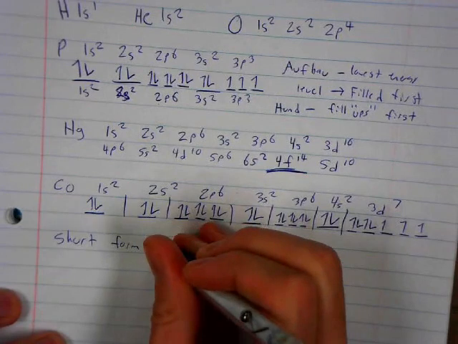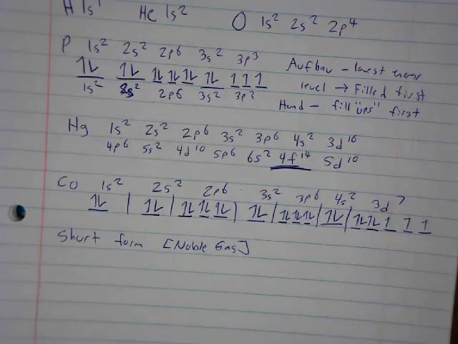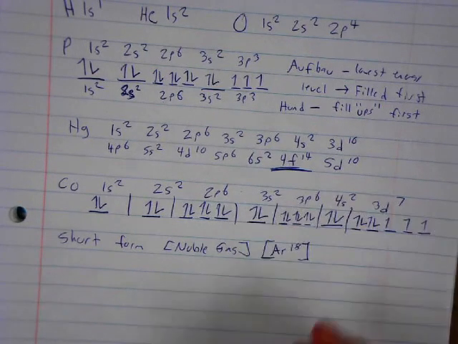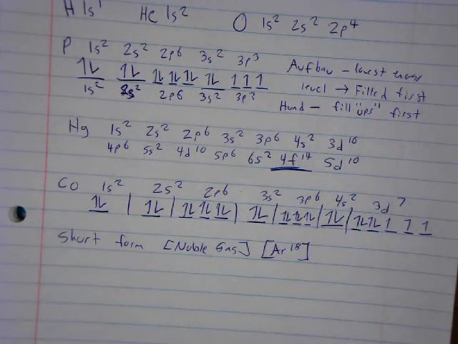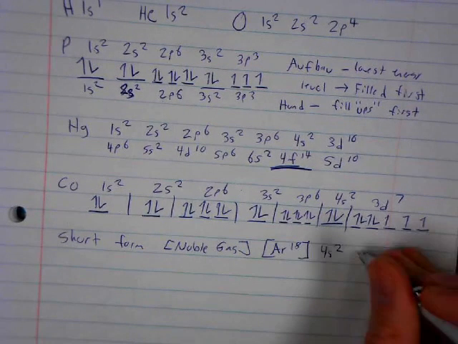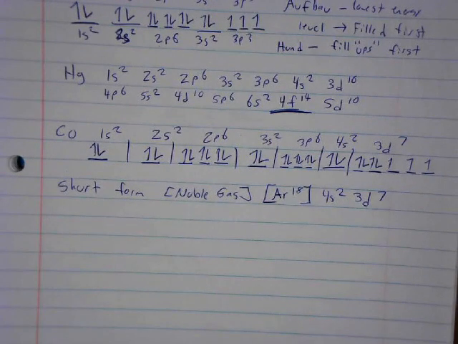Short form. You guys remember doing the shortcut? Also known as the noble gas notation? So what would be the short form for cobalt? It would be [Ar] in brackets, because remember, you go backwards to the previous noble gas, because all of those were what? Full. All of those were full. And then we just show our outermost electrons. So what am I going to do to finish this up? 4s2, 3d7.